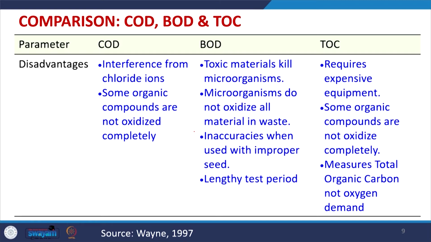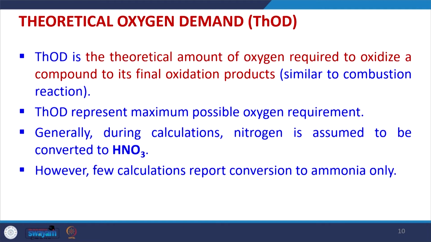Also, some of the compounds may not get oxidized during that process. And it does not measure the oxygen demand, it measures TOC. So, from TOC we can tentatively calculate the oxygen demand, but it is not the direct oxygen demand. We are actually finding the carbon, not the oxygen demand, whereas in COD and BOD we find the oxygen demand. This is the difference.